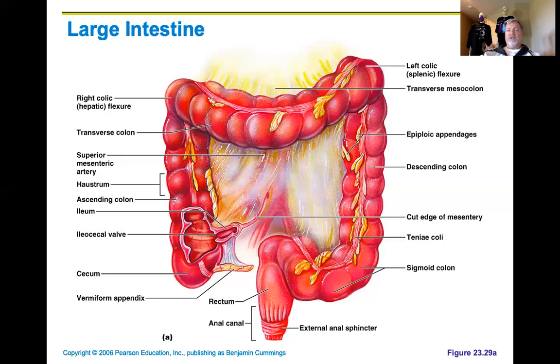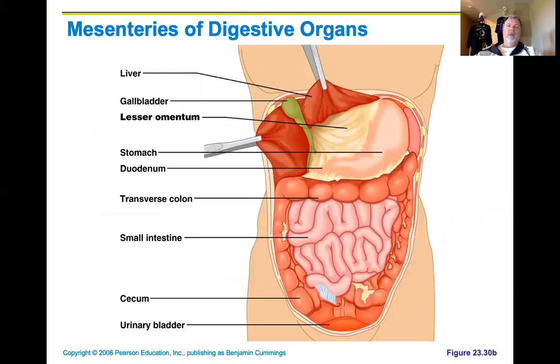So the other thing you have is you've got crypts inside here. And I'm sorry I don't have a picture of that, but I showed you a crypt on the small intestine. It's just an indent. In this case, it's in the tissue. So anyway.